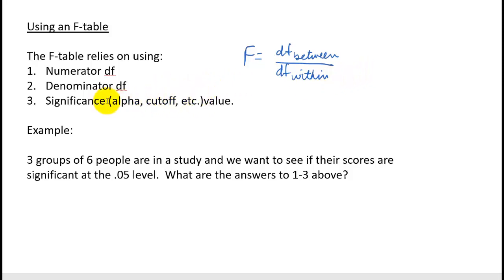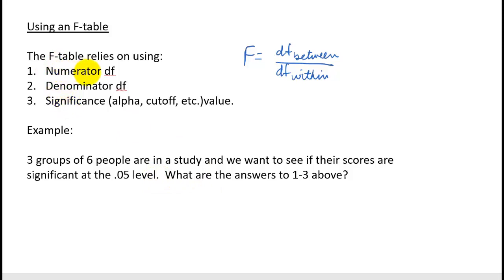And we also need to know what our alpha level is. And remember, we're going to generally use a cutoff alpha level of 0.05. So here's an example. If we had 3 groups of 6 people that were in a study and we want to see if their scores are significant at the 0.05 level, what are the answers to numbers 1, 2, and 3?